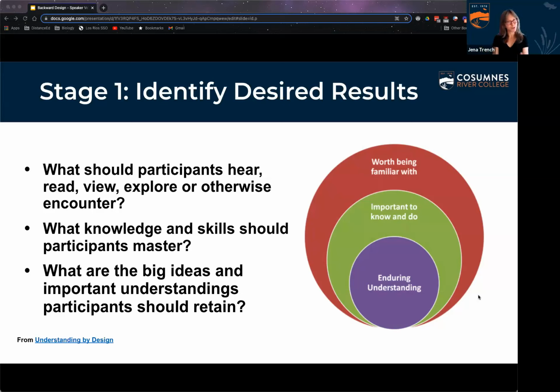And this purple circle, the enduring understanding, may not necessarily be in our outcomes, but again, we are helping form and educate the future voters and citizens of this world. And so the enduring understanding aspect is probably worth considering, even if it's not necessarily on your course outline of record.